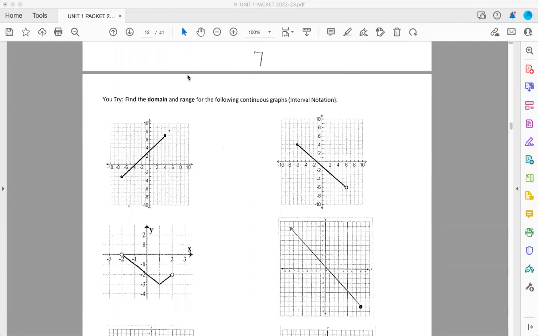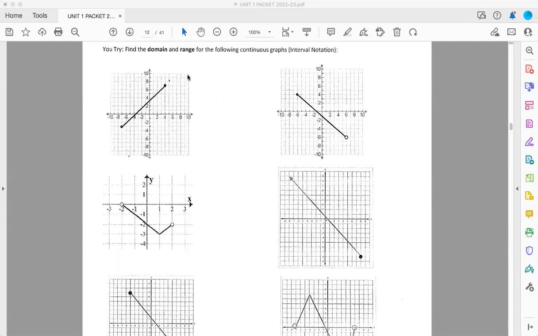Let's try some of these. For this one, let's see the domain and range. The domain: how far to the left, how far to the right? You start at -7 and you go all the way to the right to 4, including both ends. So -7, 4 in brackets. That's how far to the right and left you go. You read from left to right and from bottom to top. For the range, you start at this point, which I believe is -3, and you go up to this point, which is 7. So the range is included from -3 to 7.